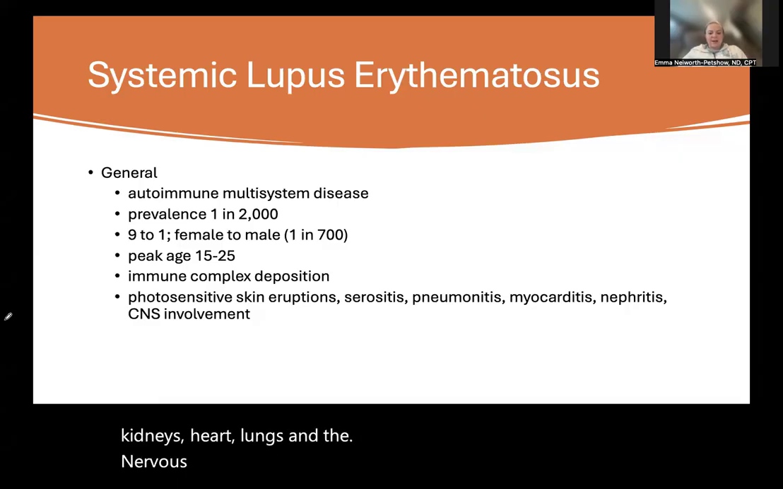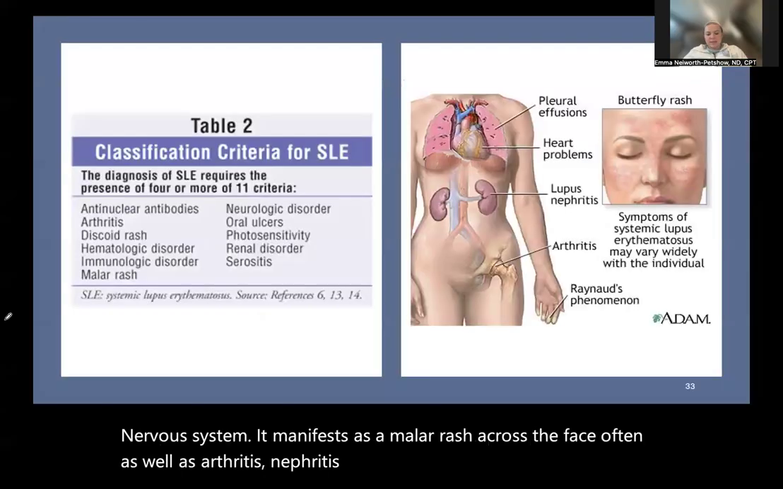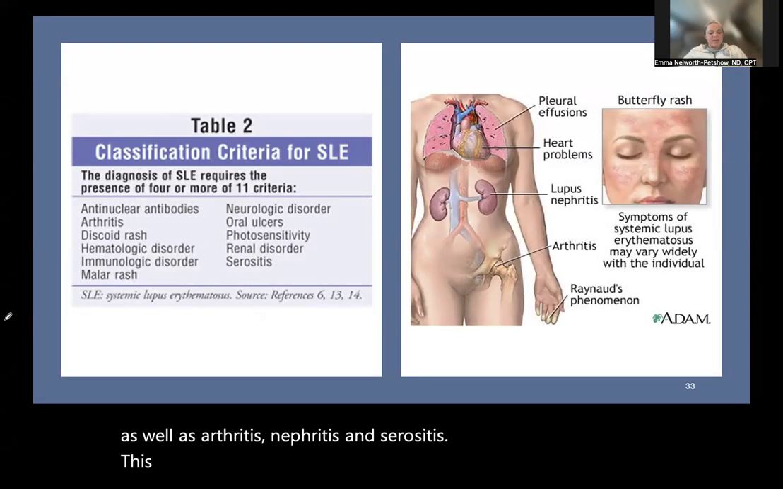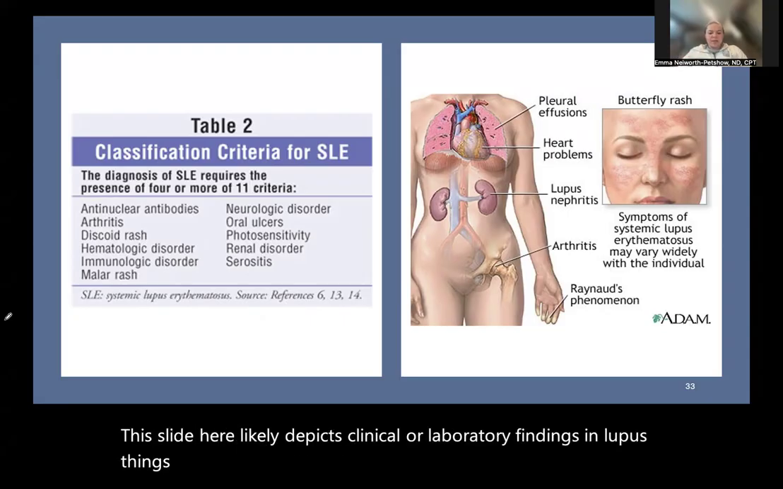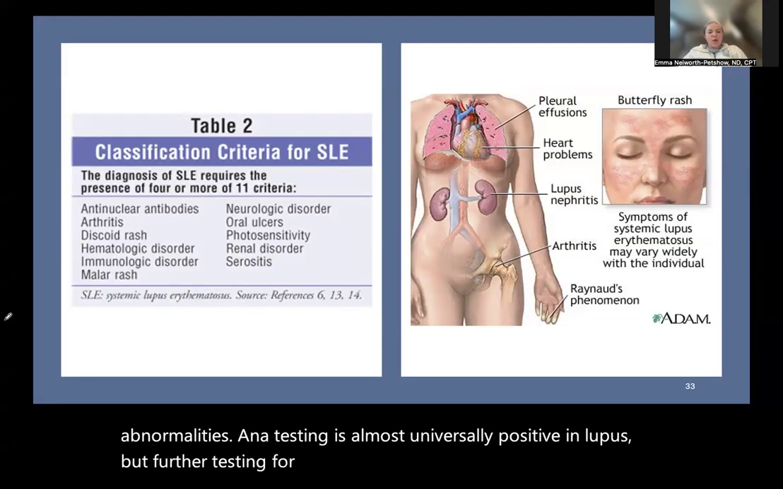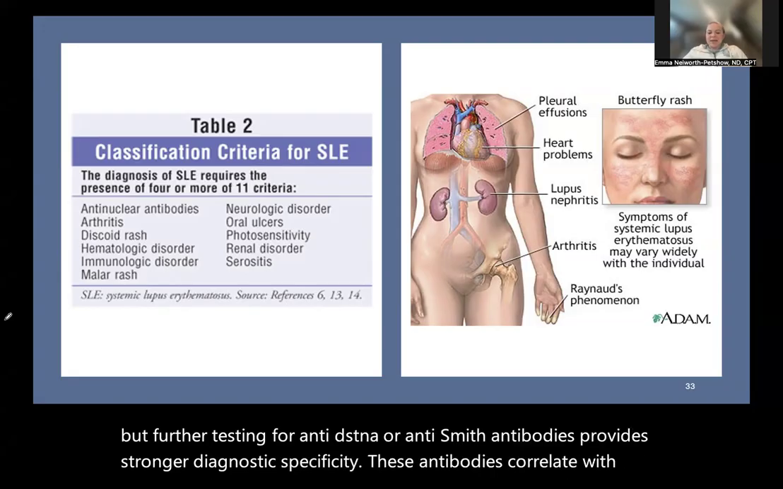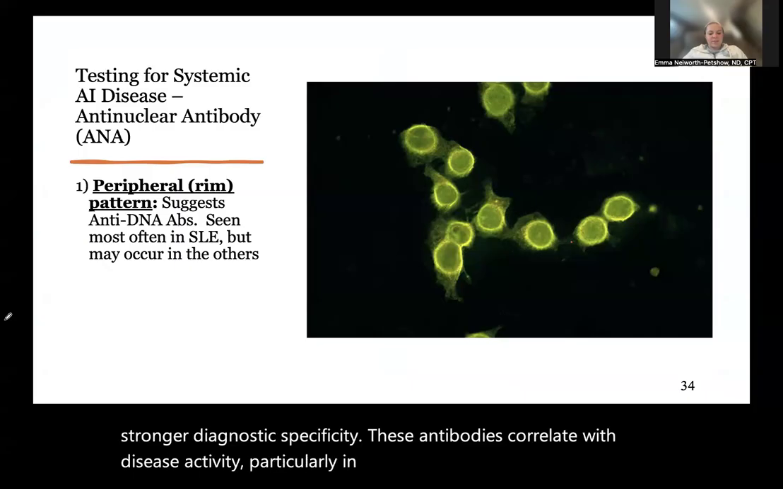It manifests as a malar rash across the face, often, as well as arthritis, nephritis, and serositis. This slide here likely depicts clinical or laboratory findings in lupus, things like photosensitive rash, nephritis, or hematologic abnormalities. ANA testing is almost universally positive in lupus, but further testing for anti-dsDNA or anti-Smith antibodies provides stronger diagnostic specificity. These antibodies correlate with disease activity, particularly in lupus nephritis.